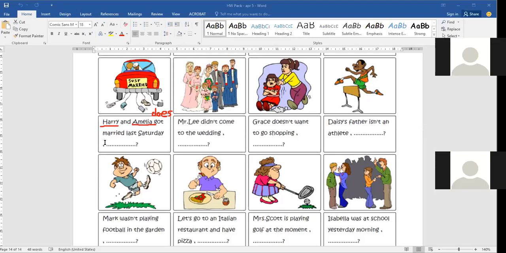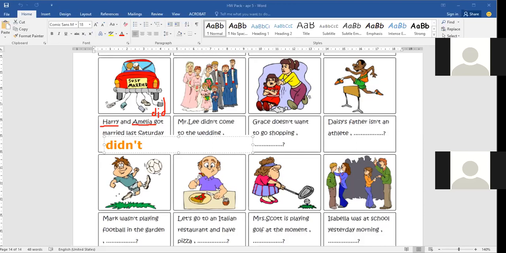Teacher, you shouldn't put a dot in there. You should put did. Harry and Amelia did. You are correct. I forgot. This is past tense. This should be did. Thank you, sir. All right. So Harry and Amelia got married last Saturday, didn't.